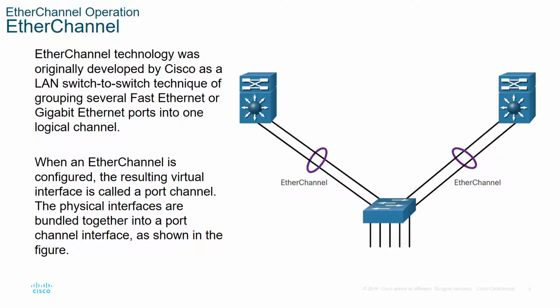Here we can see that there's one single switch at the bottom, and there are two multilayer switches. Both have EtherChannels going to them, made up of two single ports taken from the single switch at the bottom. So those two ports are being combined into a single EtherChannel, up to the multilayer switch on either side.